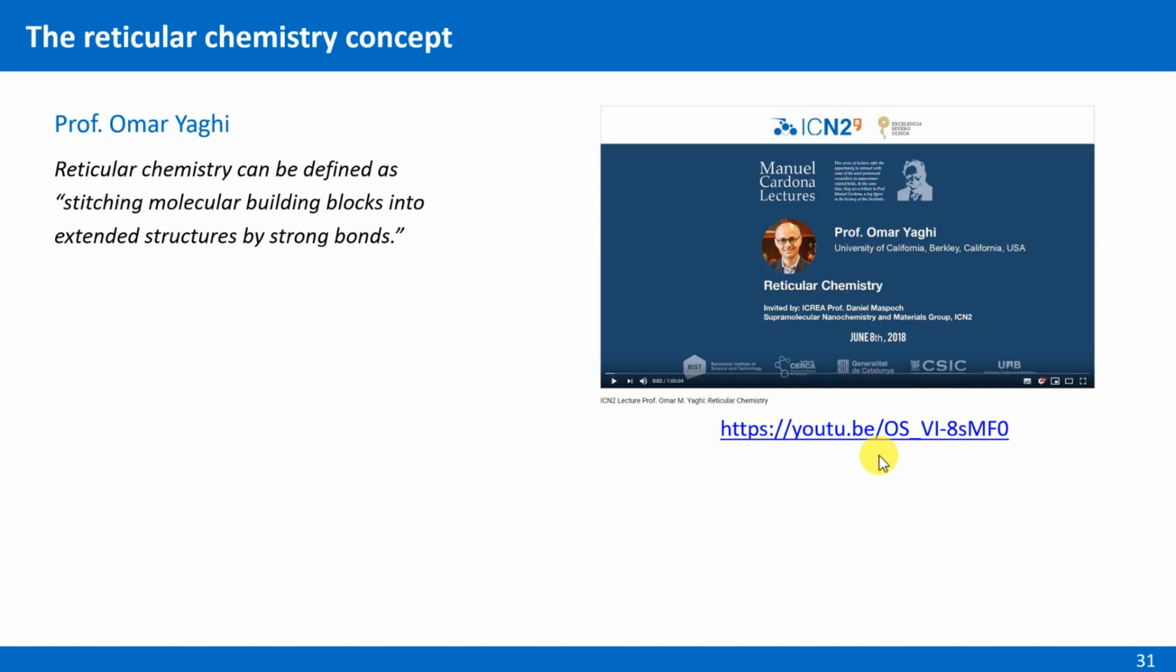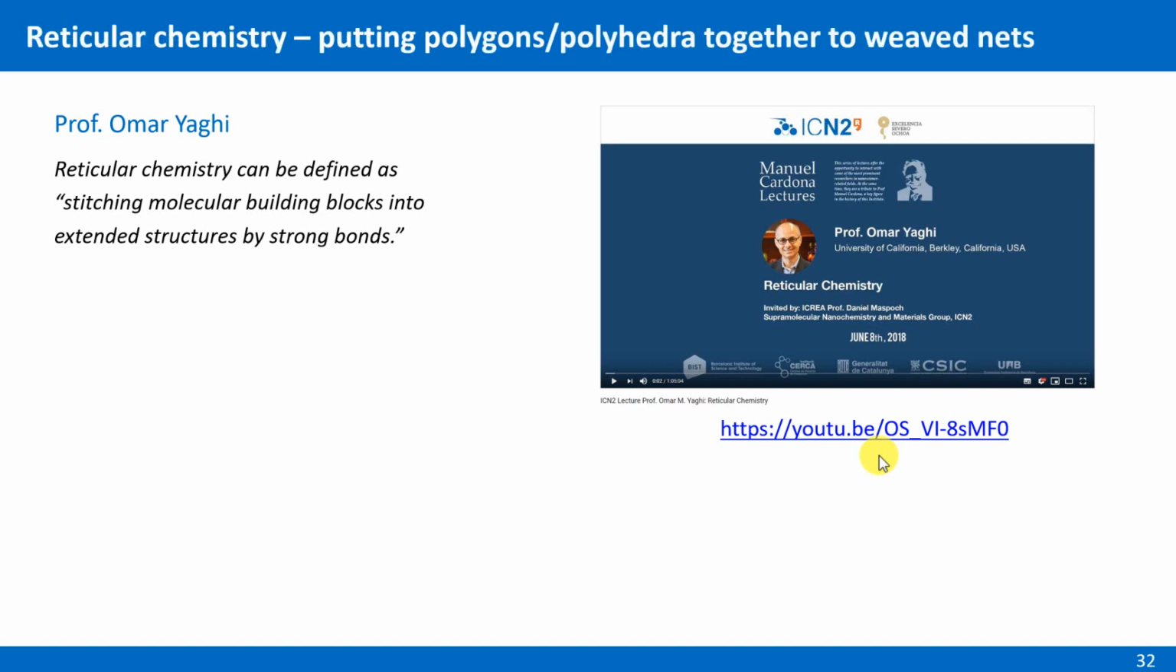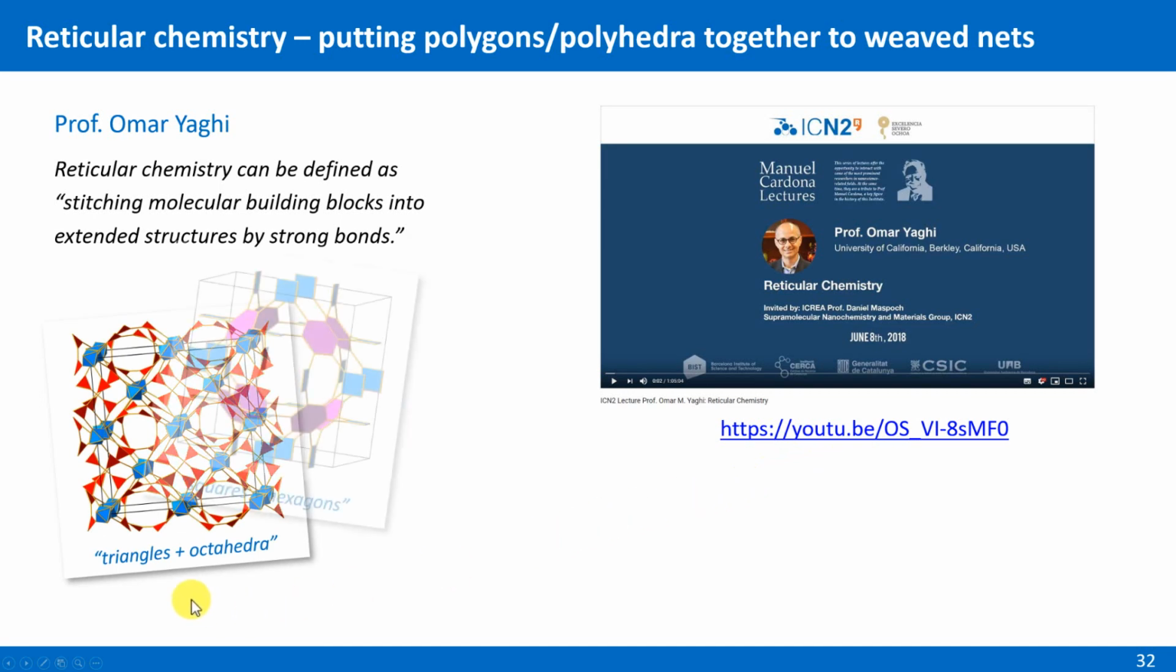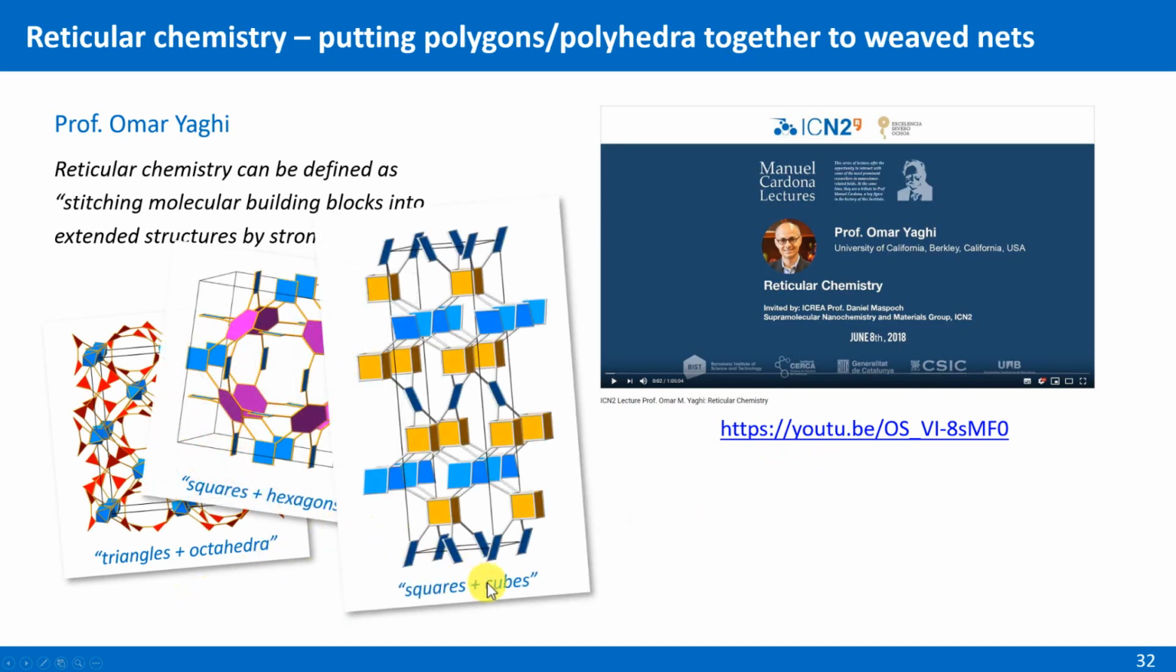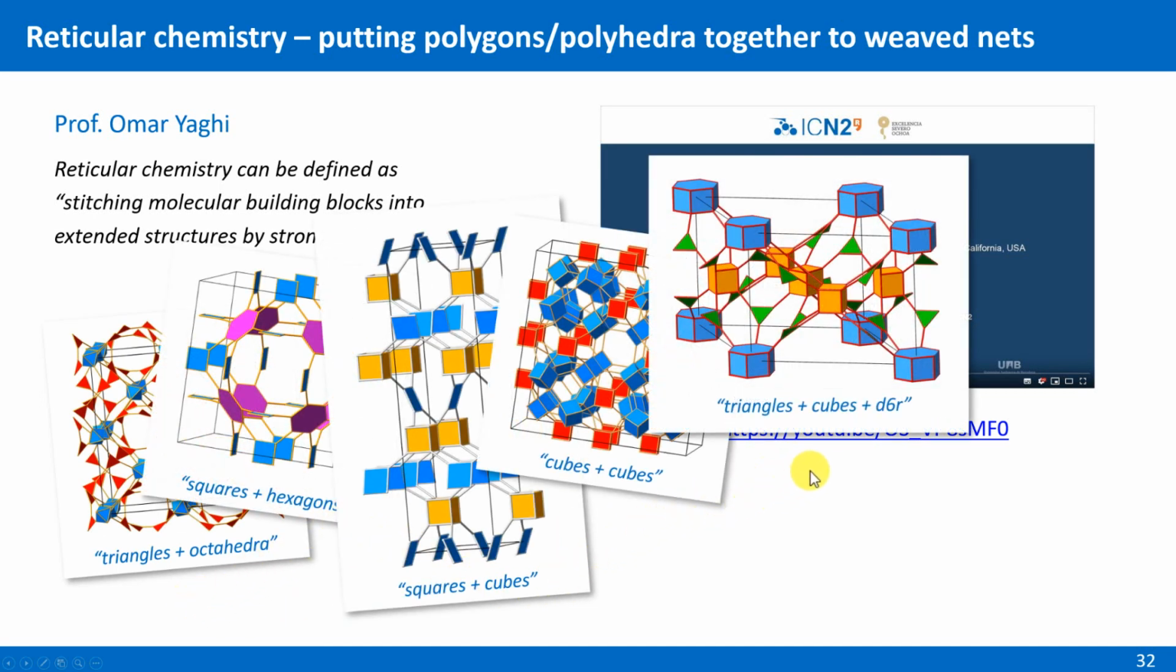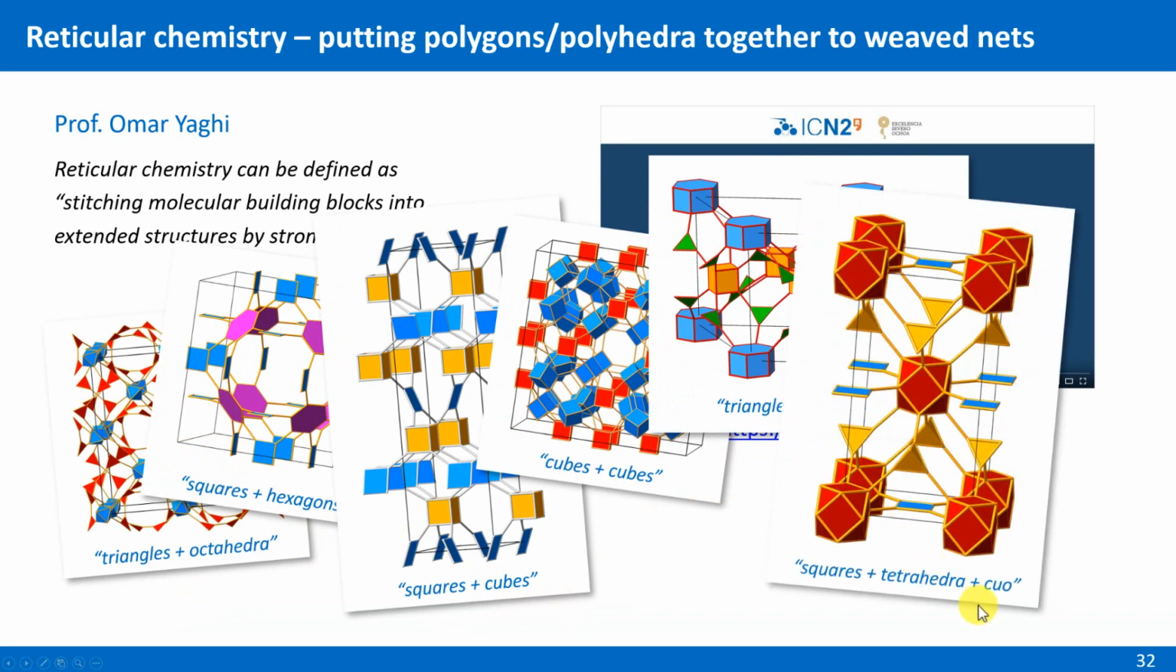Okay, this reticular chemistry concept was and still is amazingly successful. More and more complex nets have been designed or realized, and also nets which were previously unknown, nets with new topologies. And this is always a thrilling moment in the life of a framework chemist. If you have a net which nobody has seen before, and you made it out of chemistry, I think that's always amazing.